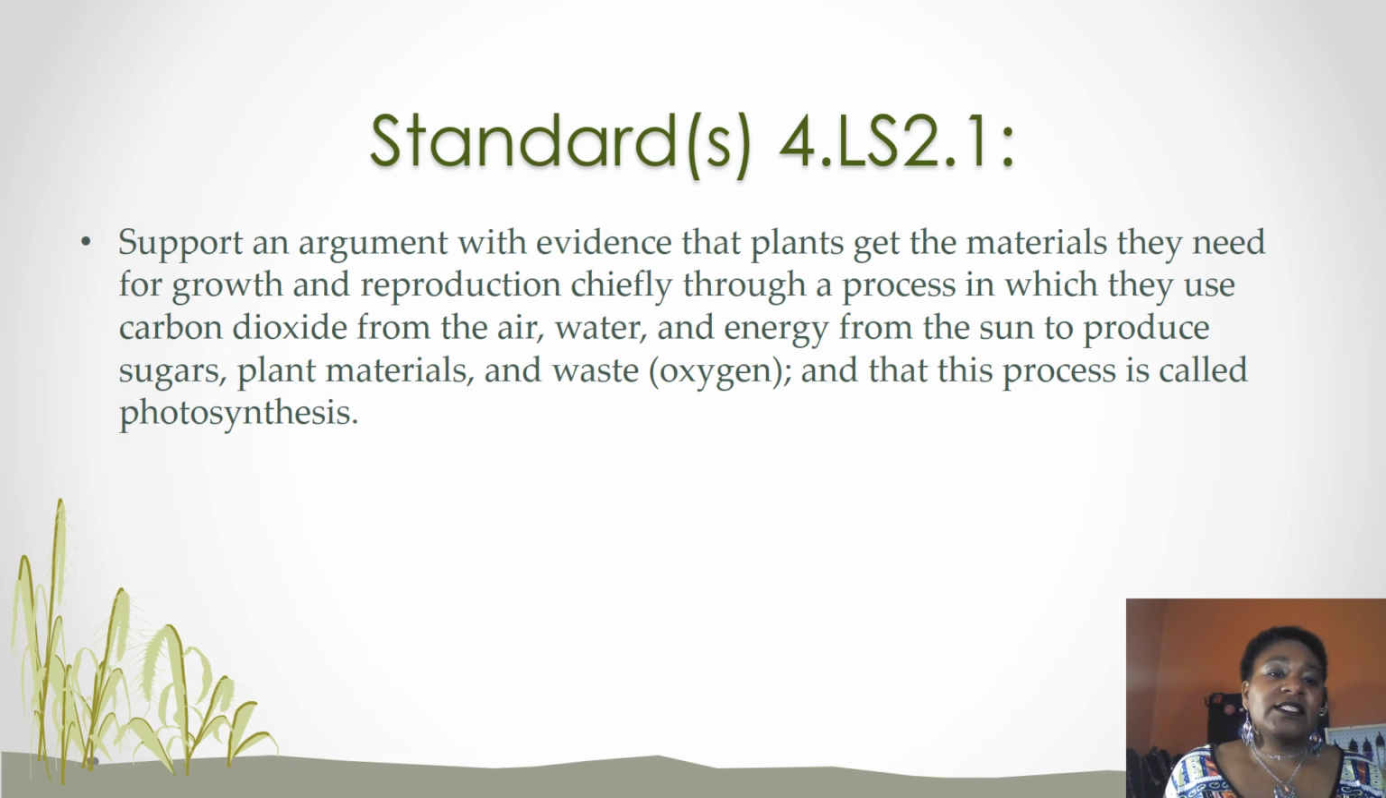Let's take a look at the standard for this lesson. Support an argument with evidence that plants get the materials they need for growth and reproduction, chiefly through a process in which they use carbon dioxide from the air, water, and energy from the sun to produce sugars, plant materials, and waste, which is oxygen, and that this process is called photosynthesis.